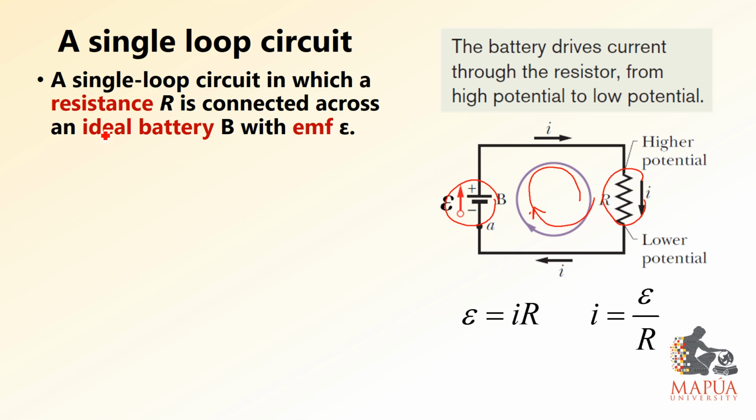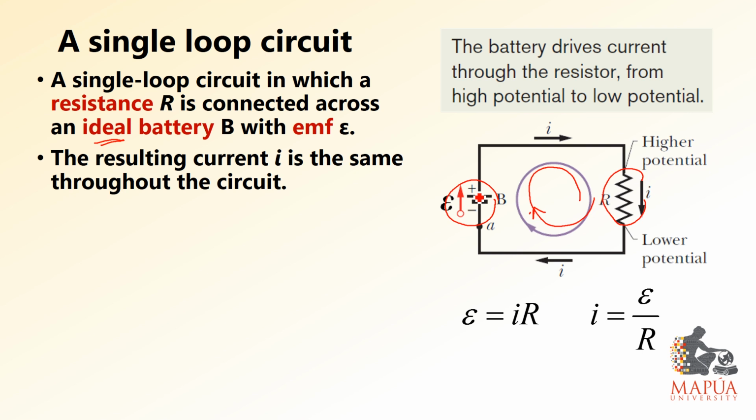So here the operative word is ideal battery. That means your battery doesn't have any internal resistances. So therefore, the resulting current throughout the circuit is the same. And this is by conservation of charge.